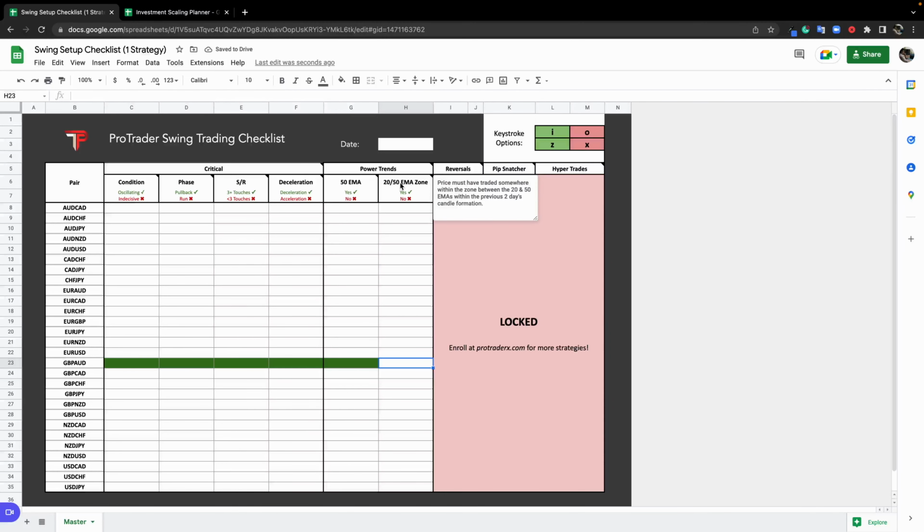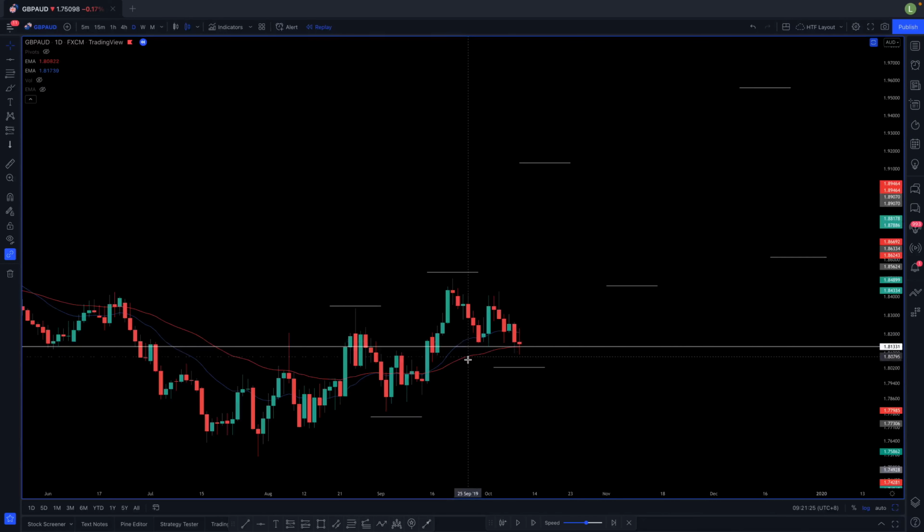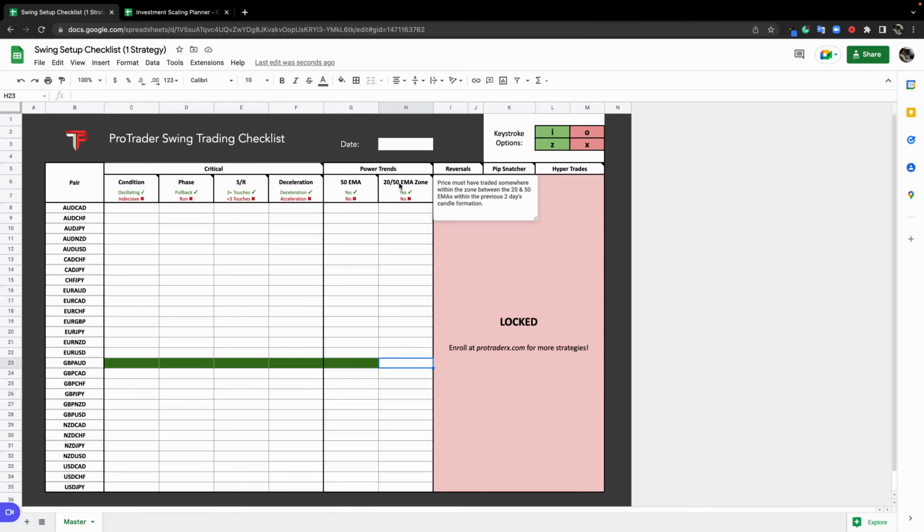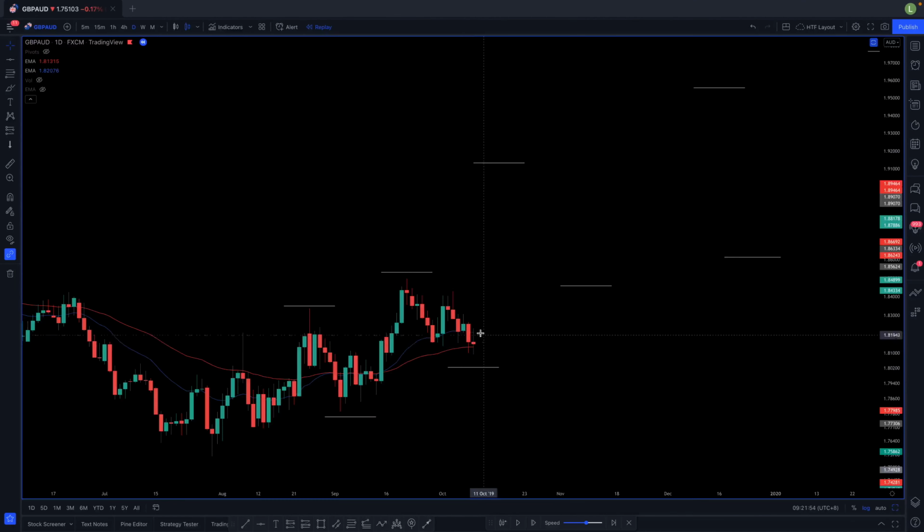Now, 20-50 EMA zone. So if you were to take the 20 and the 50 EMA and you were to color this in with a pencil, let's go ahead and remove that. You know that support level's there. So if you were to color in the distance between these 2, it doesn't matter which direction, if it's red above blue or blue above red, it doesn't matter. You just color in the distance. That's the zone there. So price must have traded somewhere within the zone between the 20 and 50 EMAs within the previous 2 days' candle formation. So it has to have reached this level. Like here it reached it. We wouldn't be taking a long position here because we're not in that zone, right?